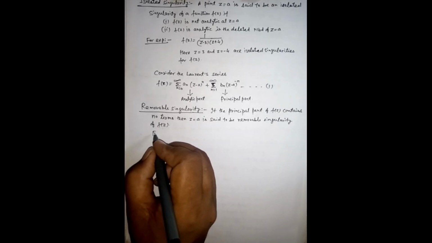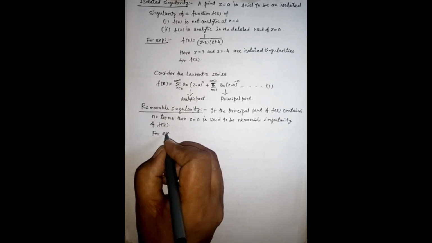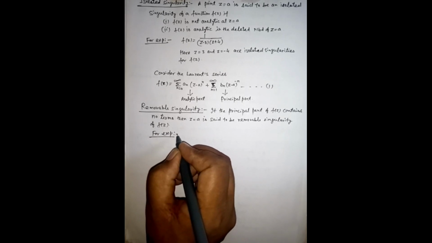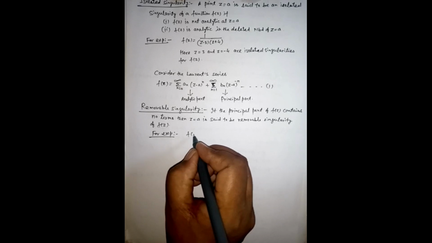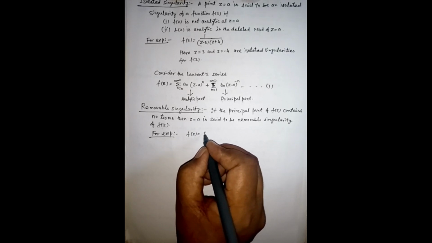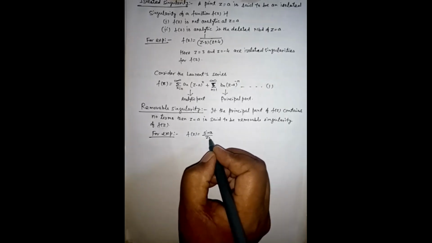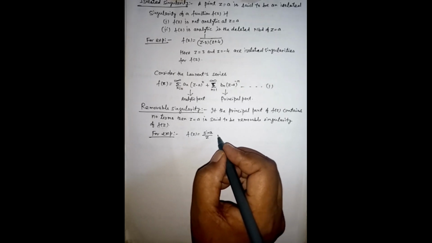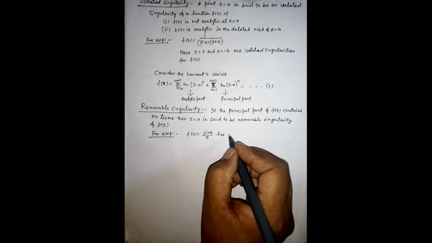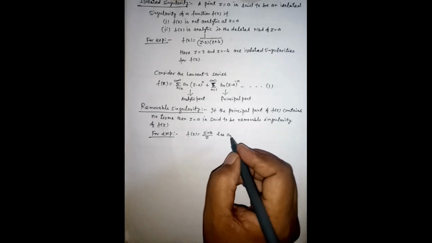For example, f(z) equal to sin z divided by z has a removable singularity at z equal to 0.